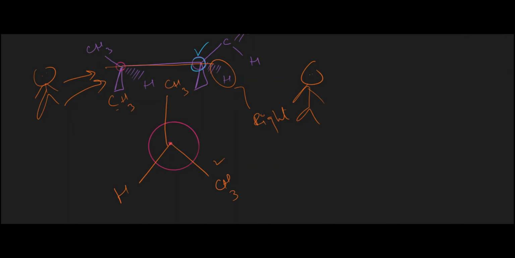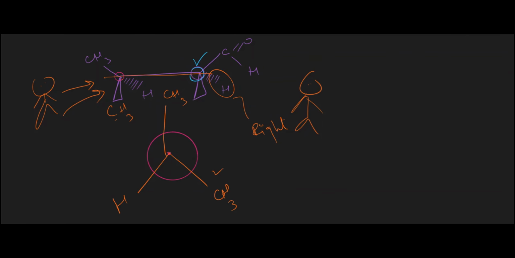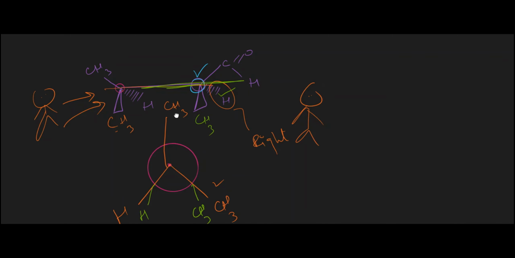And this is our horizon, and anything that is below the horizon will be below the horizon in the Newman projection as well, and this methyl that is below the horizon in the Sawhorse will be as it is in the Newman projection. And there's the carbonyl, which is just behind the methyl group.